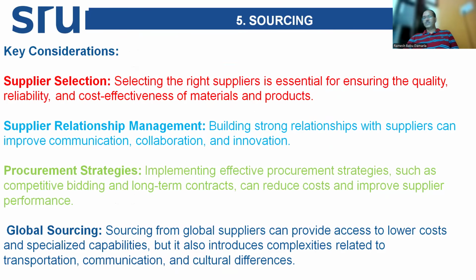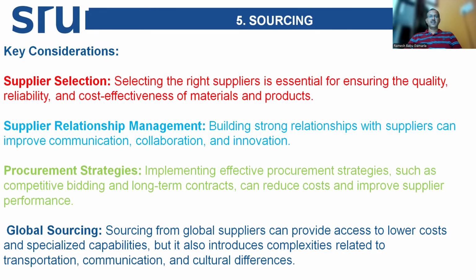Let's see the consideration under sourcing. First one is supplier selection. Selecting the right suppliers is essential for ensuring the quality, reliability, and cost effectiveness of materials and products. Then SRM, supplier relationship management. So building strong relationship with suppliers can improve communication, collaboration, and innovation.